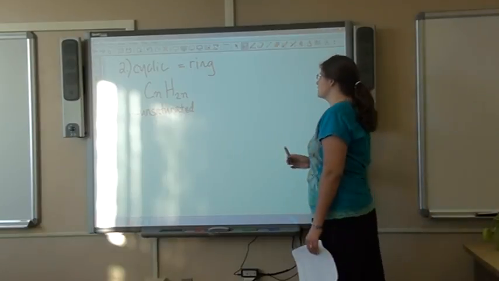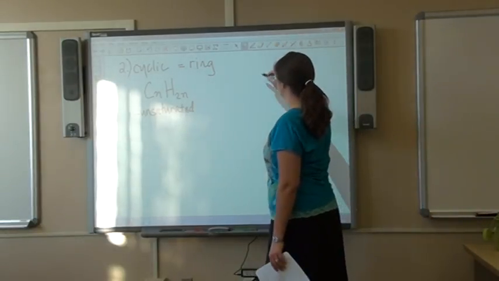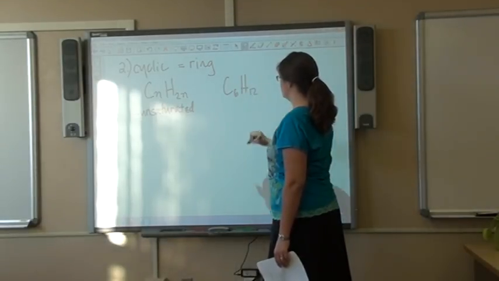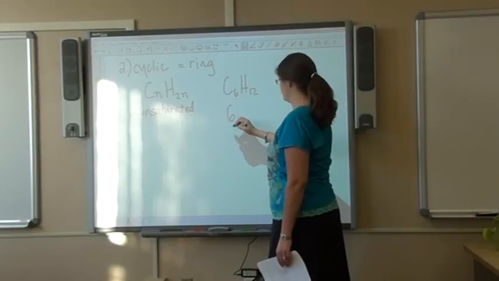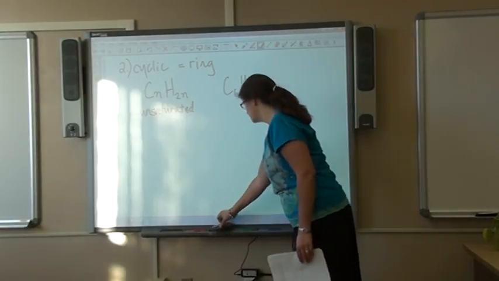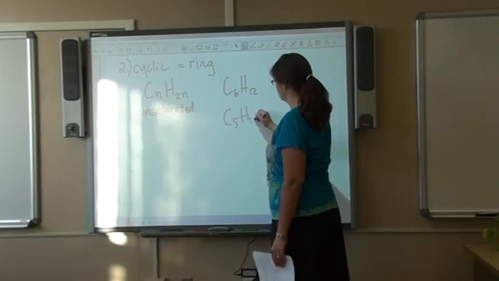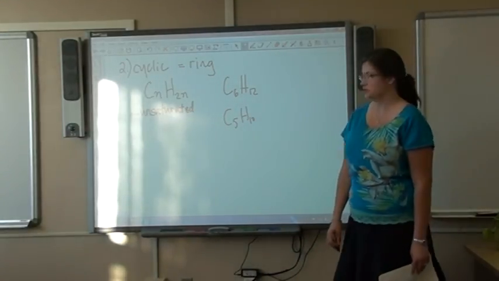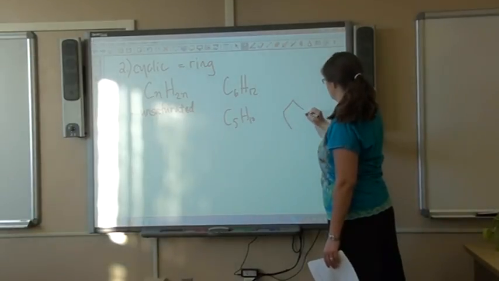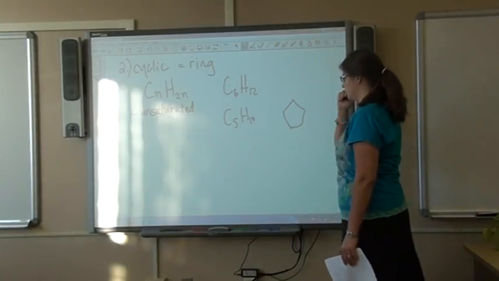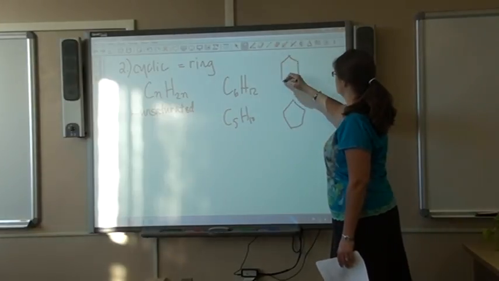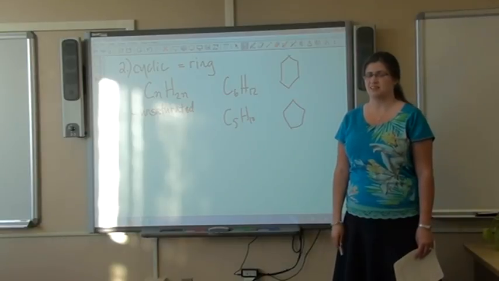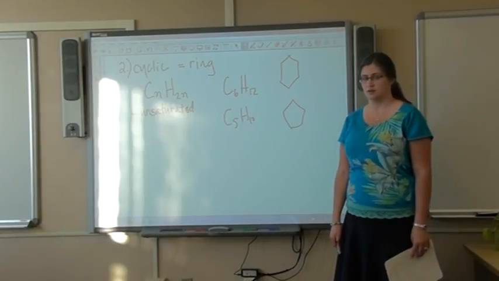So, these cyclic rings either come in rings of 6, C6H12, or in rings of 5 carbons. Those are the 2 most stable forms of cyclic alkanes. This is how you draw a 5-member ring. This is how you draw a 6-member ring, pentagon and a hexagon. Get good at drawing a hexagon. You'll need to know how to do that.